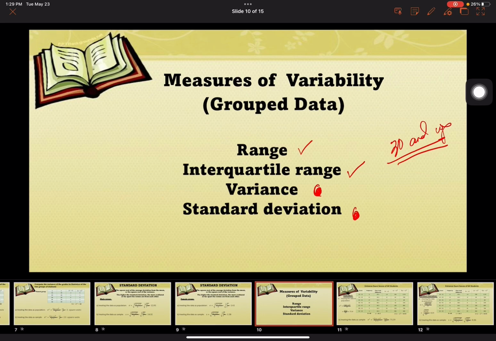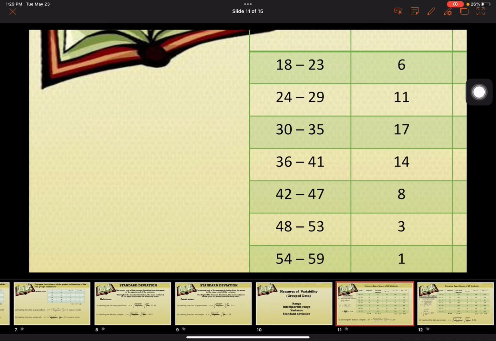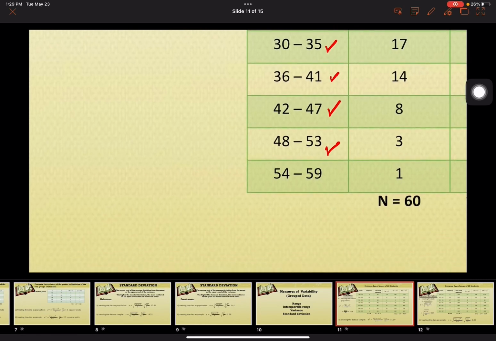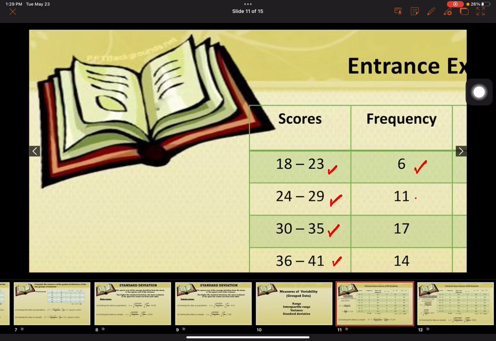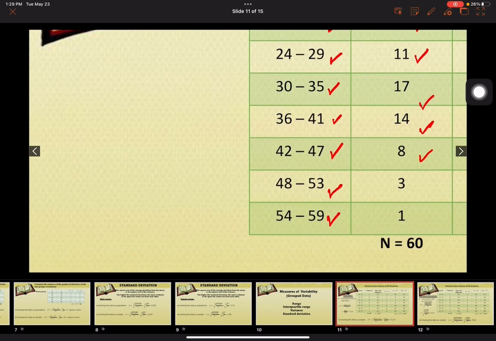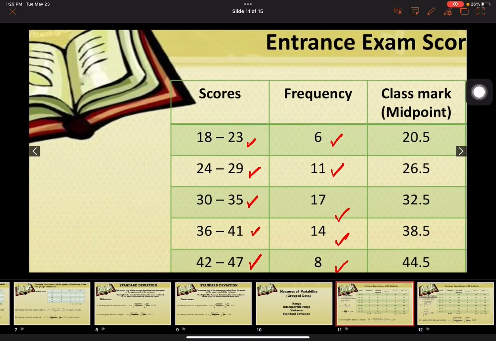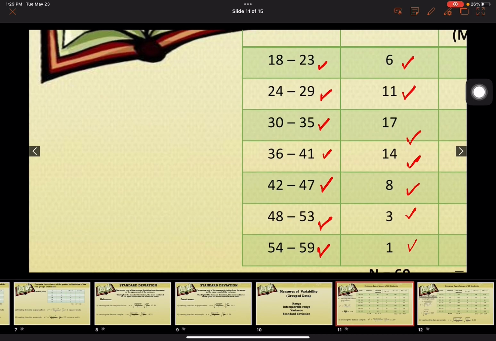So, for example, ang data na meron tayo ay 18 to 23, 24 to 29, 30 to 35, 36 to 41, 42 to 47, 48 to 53, 54 to 59. Tapos, given na rin yung frequency, 6, 11, 17, 14, 8, 3, and 1. So, dito sa data natin, makikita na meron tayong scores listed and frequency.